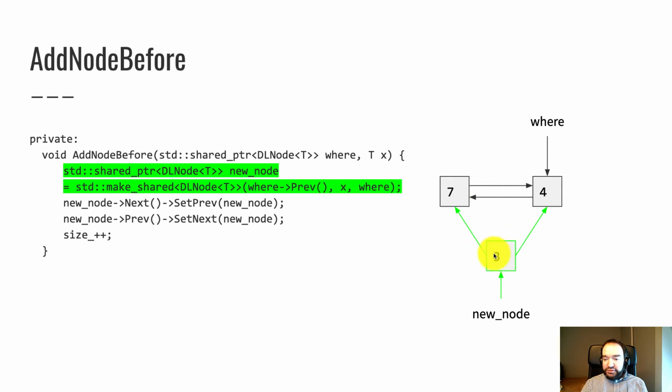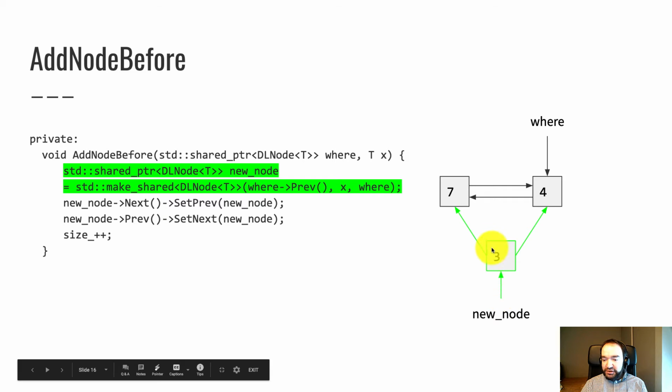The previous of the new node should be the same thing as the previous of where, the 7 in the sketch. So to get at that node, we follow the where pointer and then follow a previous pointer. That gets us to the node that is the previous of the new node. So that's why the first argument is where previous. And then the next pointer of the new node would be where itself, because we're inserting the new node before where. That handles 2 of the 4 pointers. Note in the sketch that where is a pointer, it's pointing to the 4 node. Also, new node is a pointer, it's pointing to the 3.